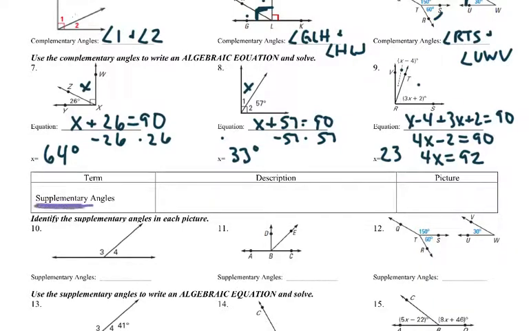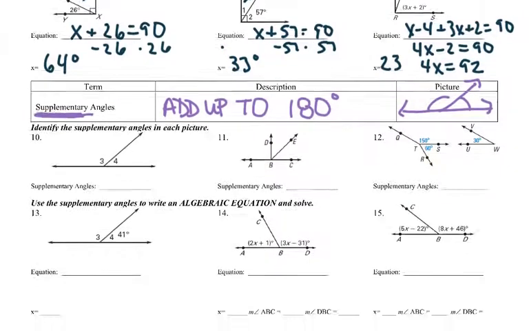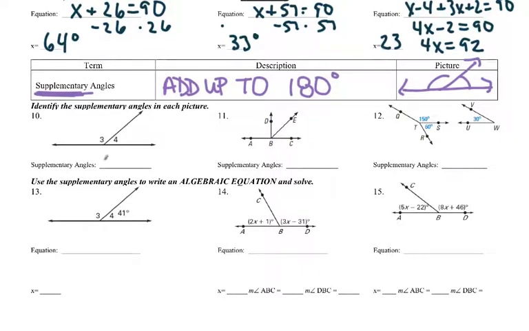Complementary and supplementary are kind of similar where they both add up to something. Complementary adds up to 90. Do you know what supplementary adds up to? You are right. Supplementary adds up to 180. And we know that 180 degrees is a lot of times a straight line. So if we have two angles that make a straight line, they will always be supplementary. So here in this picture, angle 3 and angle 4 are supplementary.